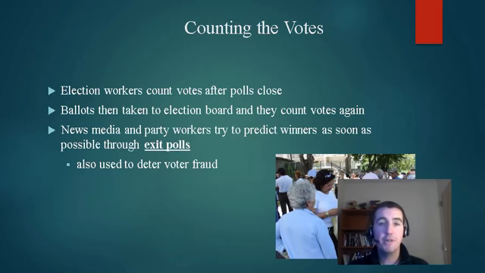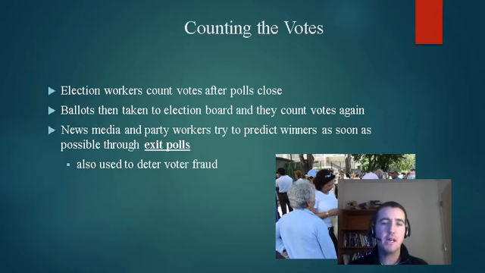So then you leave, you're done, you voted. What happens to your vote? Election workers are going to stay there, and they're going to count the votes after the polls close, and they're going to report that. The ballots and everything that you voted for are taken to an election board, which is a group of people that count all the votes again, so they're counted twice at that point.